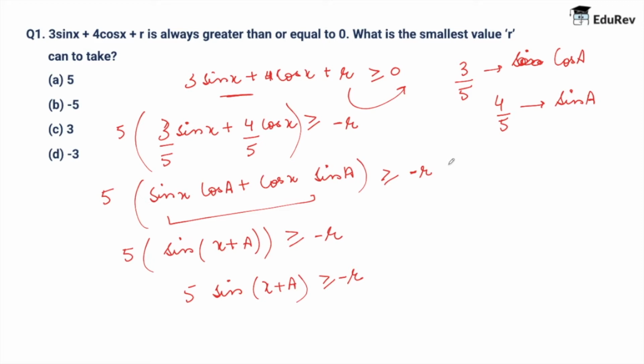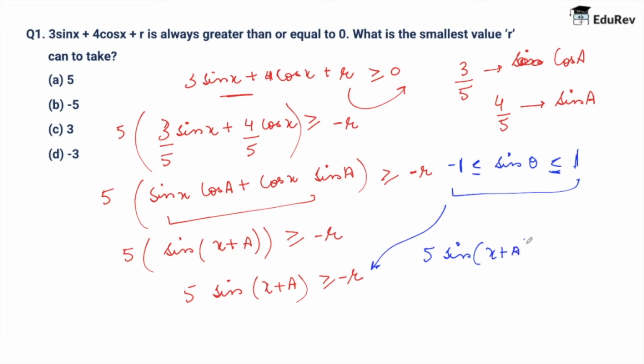Now we all know that the minimum value a sine can attain is negative of 1. So sine theta has to be greater or equal to negative of 1 and less than or equal to what? 1. Now if I apply this to this formula, I have to multiply by 5. This means that 5 sine of x plus A has to be greater or equal to minus 5. Correct? So if this is the expression, then can I say that the smallest value of r is nothing but 5. So the answer is going to be A.